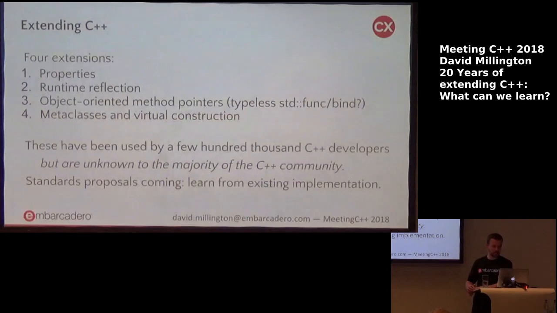So I'm going to look. I have 1 hour to talk, so I'm going to go very briefly through 4 separate language extensions. The first is properties, then RTTI, or runtime reflection. An object-oriented method pointer, something that today we would probably do a little differently, but is still interesting because of its approach to types, and metaclasses and virtual construction.